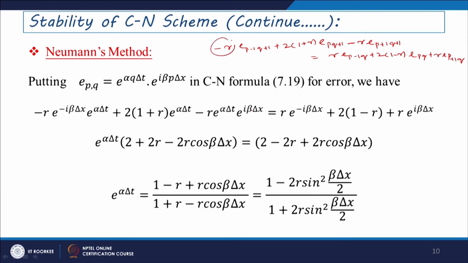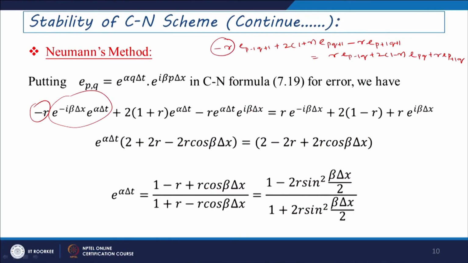in the form of, since minus r is present there, minus r, and e of p minus 1, q plus 1. So directly if you put these values here, it can be written in the form of e to the power... Some manipulation we did in the last lecture, and finally we obtained e to the power minus i beta delta x, e to the power alpha del t. Since some of these coefficients we can take from the left hand side and some from the right hand side as the r coefficients, they get cancelled out. So that's why this complete formulation is taken as e to the power minus i beta delta x, e to the power alpha del t for this e of p minus 1, q plus 1 term.